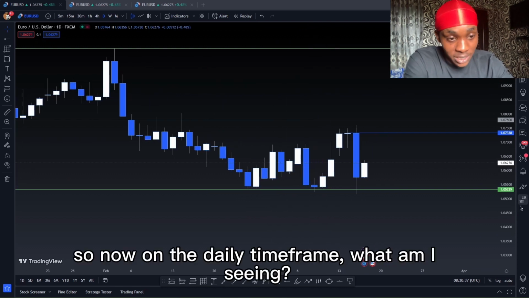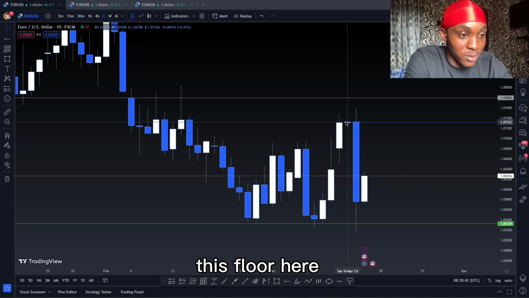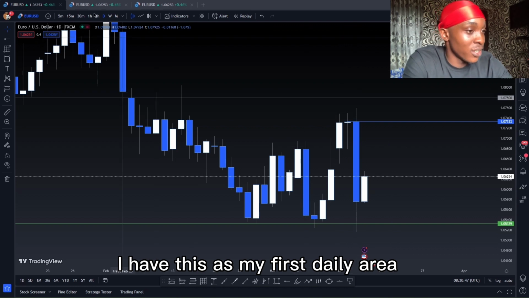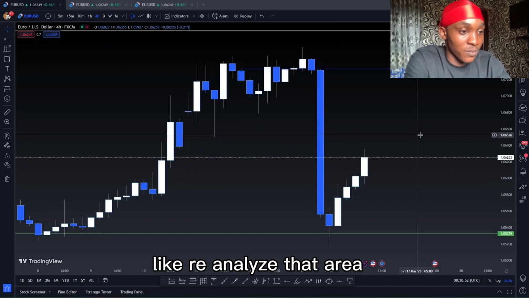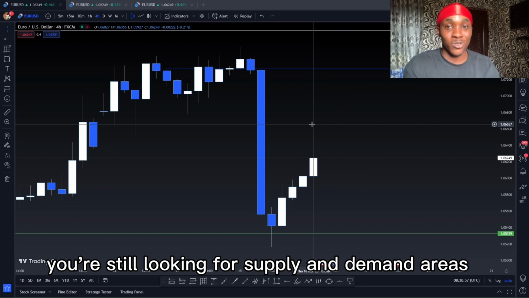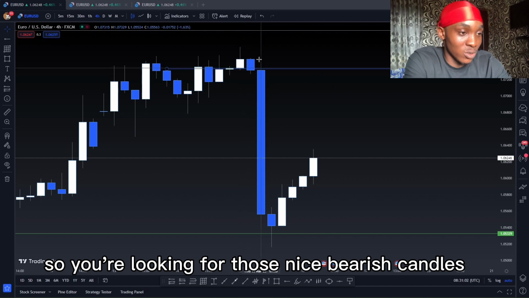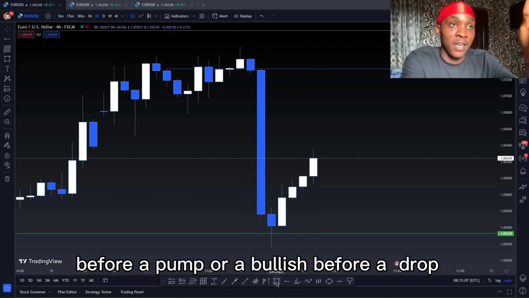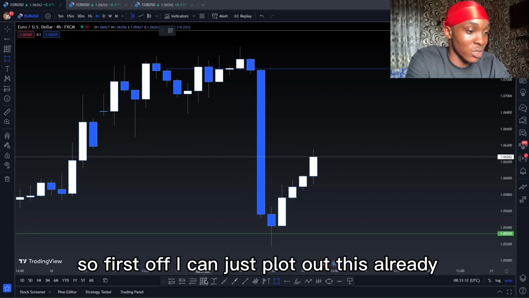And so now on the daily time frame, what am I seeing? I've seen this evening star, first touch, second touch. I just take out this floor here. If I take this floor here, I have this as my first daily area. Then I move on to my 4 hours to analyze that area. And what am I seeing on the 4 hour? On the 4 hour, you're still looking for supply and demand areas. So you're looking for those nice bearish candles before a pump, or bullish candles before a drop. So first off, I can just plot out this already.